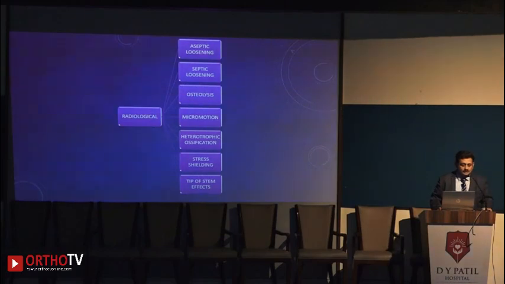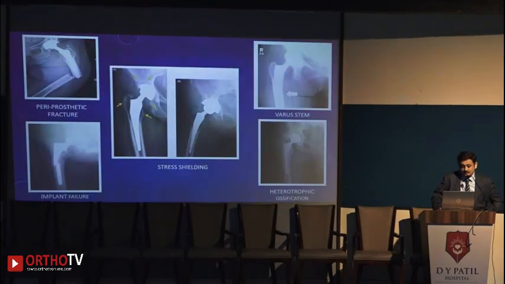We see the osteolysis around the lateral aspect here. Tip of the spine effects, you see some. So these are the X-rays. Periprosthetic fractures, stress shielding, as I said, around the greater tuberosity and the lesser tuberosity, you see some amount of osteolysis. Implant failures: there is a varus stem, which causes some amount of hip joint and thigh pain. Heterotopic ossification around the greater trochanter causes a huge amount of pain over the gluteal muscles and the greater trochanter.